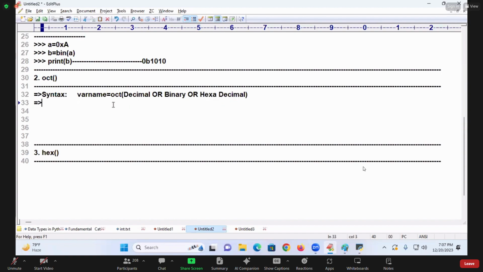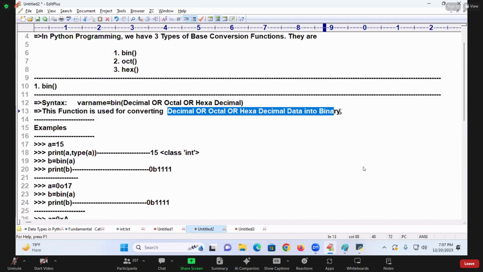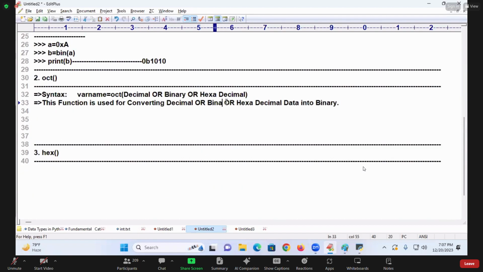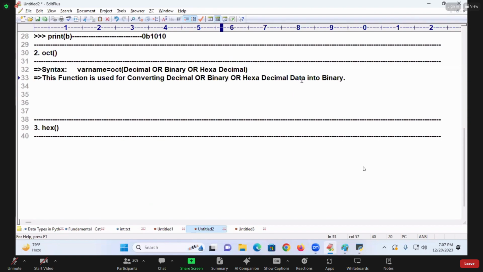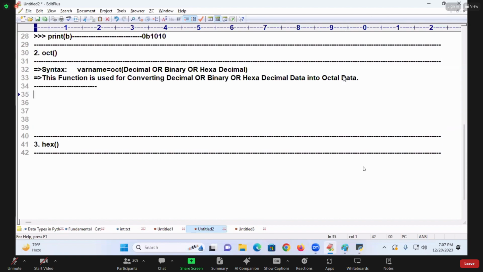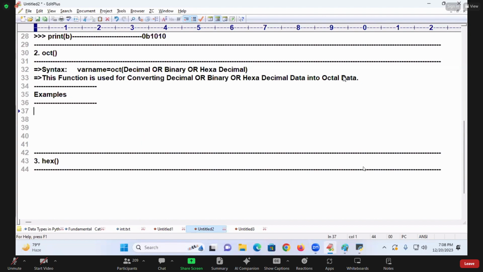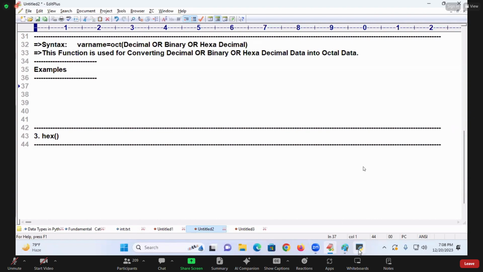Now I'm going to write it. This function is used for converting which data? Decimal, binary, hexa into octal data. I will copy this entire thing instead of typing it. Examples I am going to take. Understand? Go to the example here.